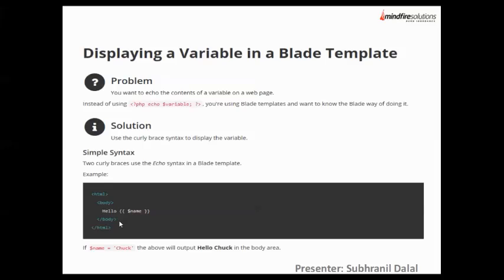Normally, the blade template internally converts all these double curly braces to a PHP tag, then echo, then the variable name, and closes the PHP tag. So that is handled in the background by the blade template engine.